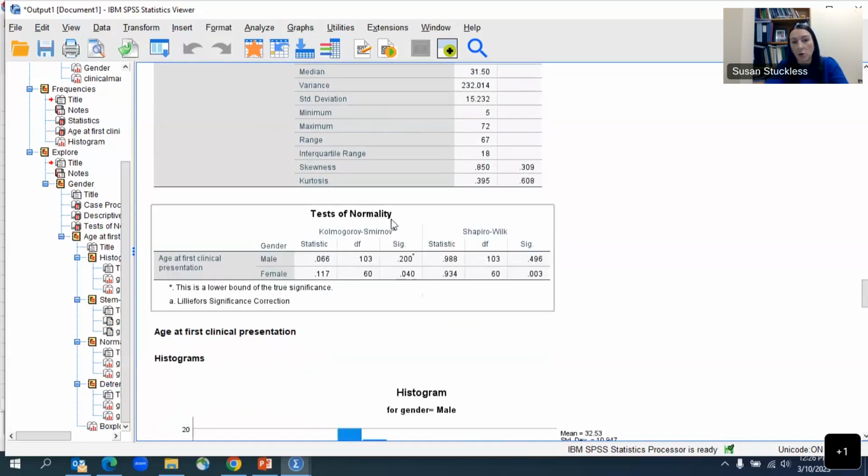Another thing to look at is your, I'll call it KS and SW statistics. So for male, we look across and the significance is 0.2 and 0.496. So if that's not significant, you can assume it's normally distributed. For the females, you can see that's not the case. It's less than 0.05. So these tests can be affected more by outliers and stuff, which sometimes may not necessarily meet your criteria, but other parts of your testing does.